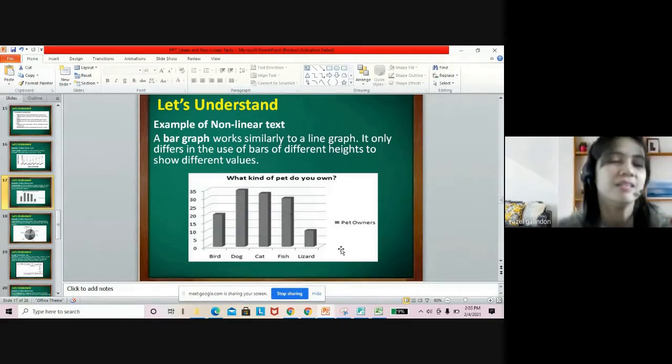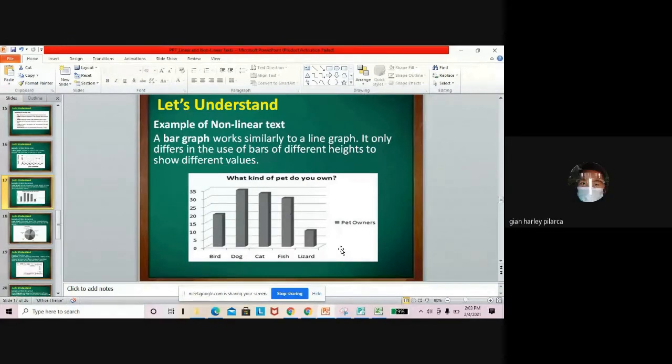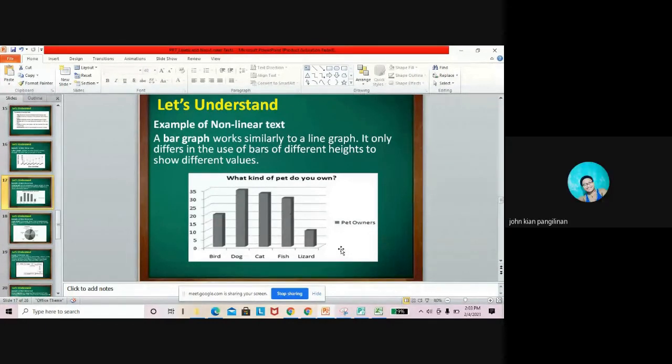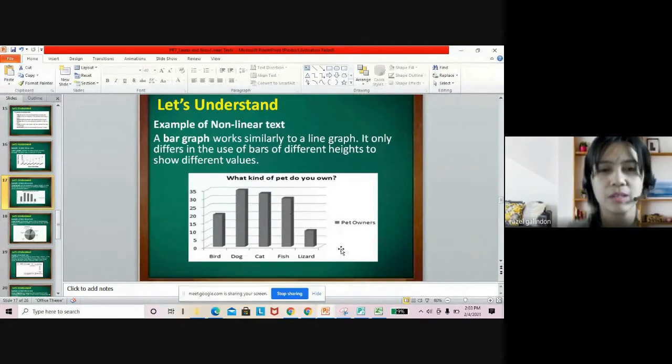Those who answered 19, very good. So what pet has the largest number of owners? Dog. Okay, yes, dog is the animal with the largest number of owners. How about the pet that has the least number of owners? Lizard. Okay, so this bar graph is telling us that only a few people love to have a lizard as their pet.